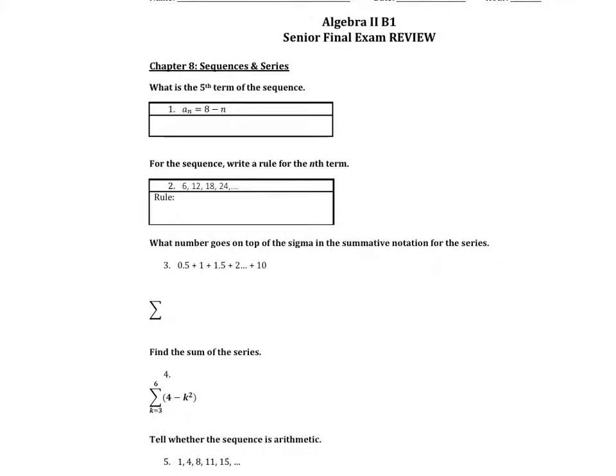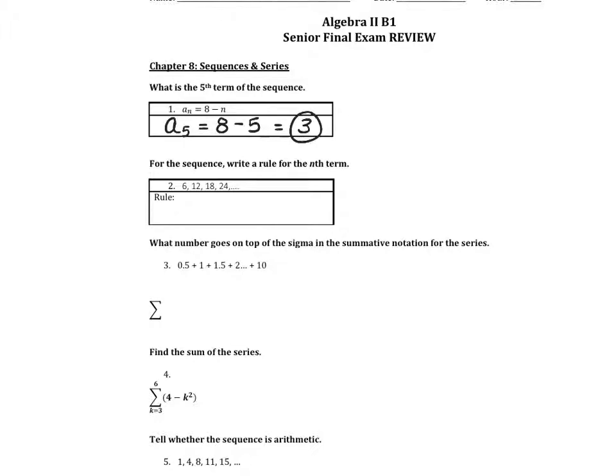All right, let's review some ideas you're going to see on the exam, starting with Chapter 8, Sequences and Series. In number 1, it's asking, what is the fifth term of the sequence? All that means is take the number 5 for the fifth term and plug that in for n. So what you're going to show for work is a sub 5 is equal to 8 minus 5. We're plugging in a 5 for n. 8 minus 5 is equal to 3, and that's it. 3 would be your fifth term of the sequence.